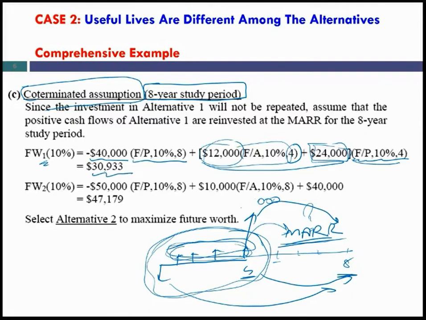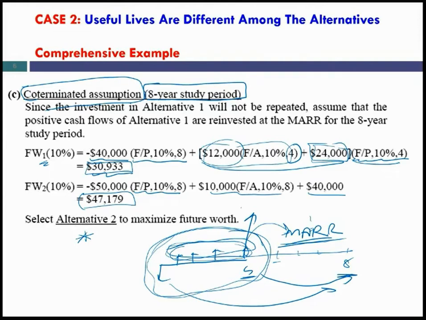And the future worth of the second alternative, we just find its future worth. It already has a useful life of 8 years. Using this equation, the future worth is this. Then we need to compare these alternatives with each other. Again, we should select the one which maximizes the revenues, and in this case, as you can see, alternative 2 maximizes my revenues. So it will be the one to be selected when we use the coterminated assumption with a study period of 8 years.